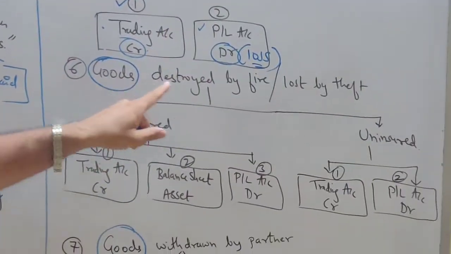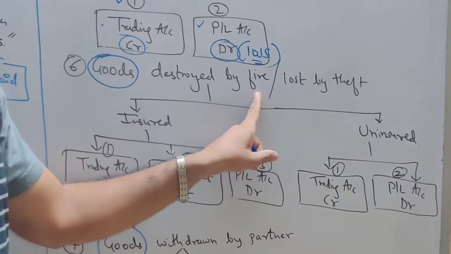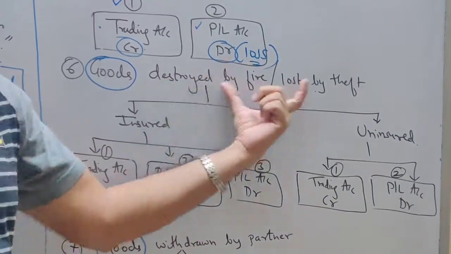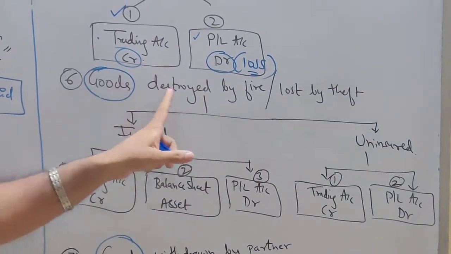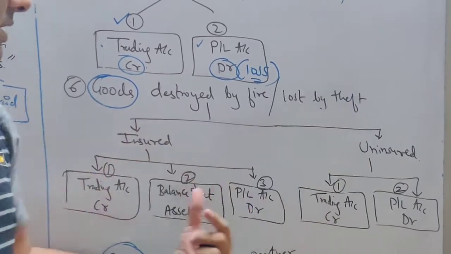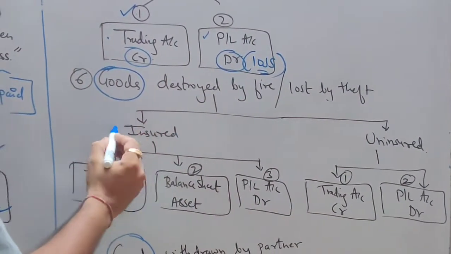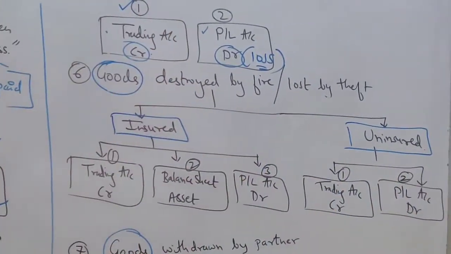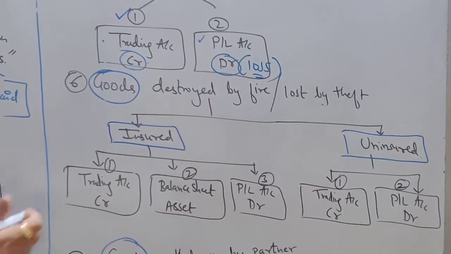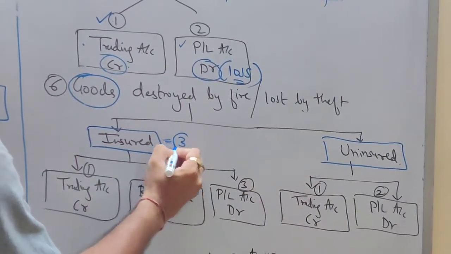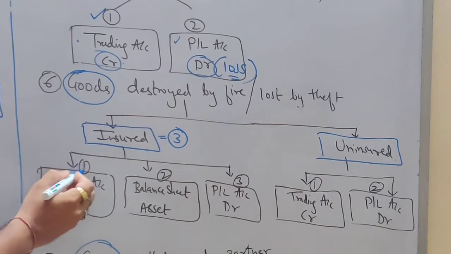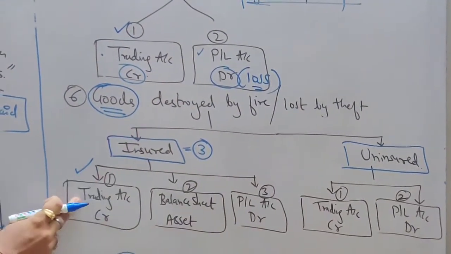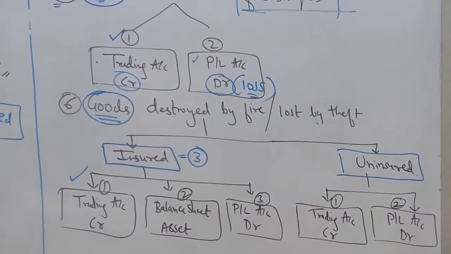Now, goods destroyed by fire, or they may say goods lost by theft. The effects are the same, so I have written both adjustments together. Goods destroyed by fire, lost by theft. In both situations, you have to see whether the goods are insured or uninsured. Let's understand insured first. If it is insured, you have to give three effects. Your first effect, as I gave you the shortcut, anything related to goods, your first effect is fixed. It will go in the trading account credit side.